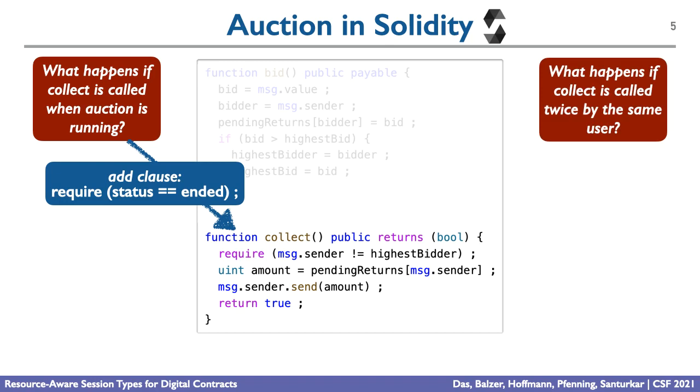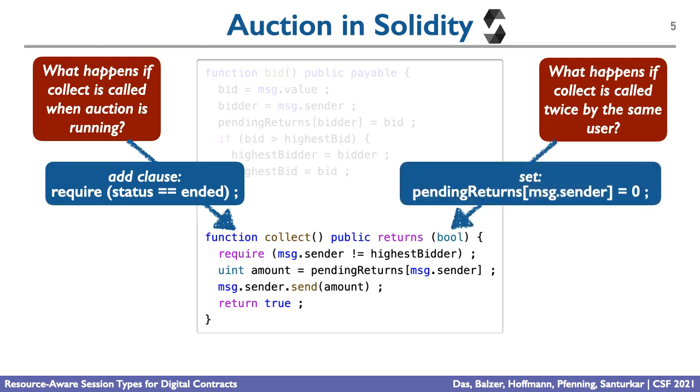Second, what happens if collect is called twice by the same user? They will get their bid back twice, even if they have bid only once. So it's up to the programmer to update the dictionary and set pending returns for the sender to 0. But again, the language has no way of recognizing this problem.